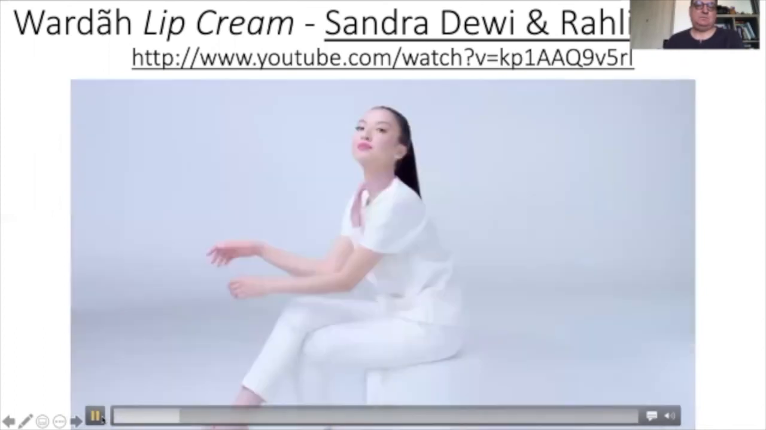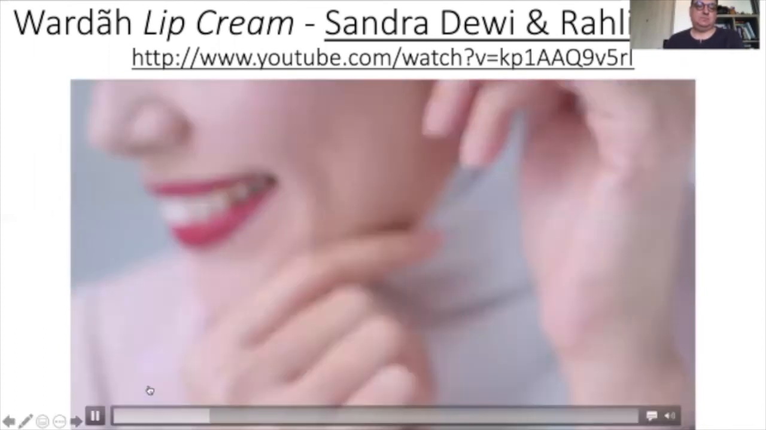Hey, mau tahu kenapa Ralin dan aku suka banget sama Wardah lip cream ini?